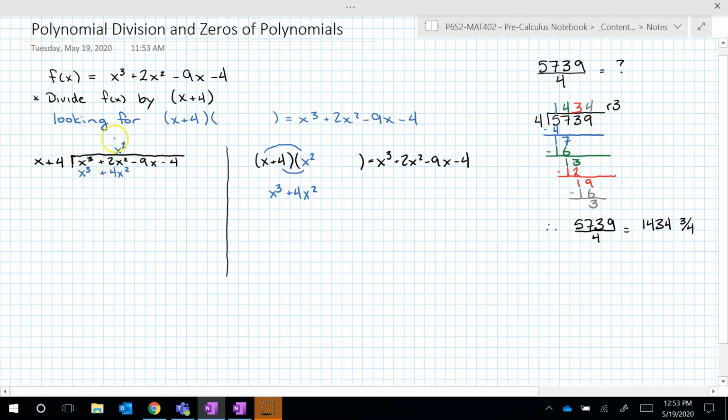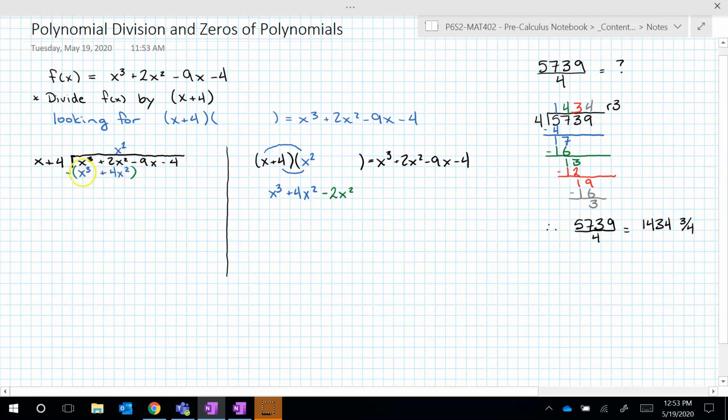But in doing so, I also created a 4x squared term, which is 2 more than what I want, right? I only wanted 2x squareds. I made 4x squared. So the next thing I do has to be, I need to get rid of 2 of those x squareds. I need to do something that would create a negative 2x squared, right? So to do that, I'm really thinking I'm trying to take away this.